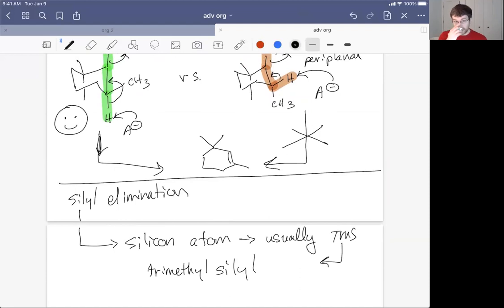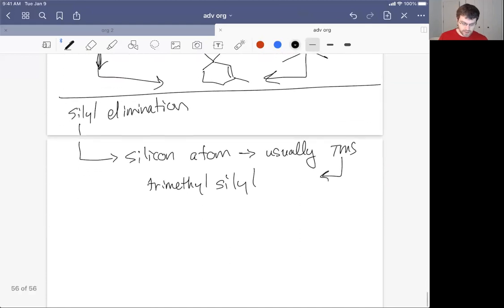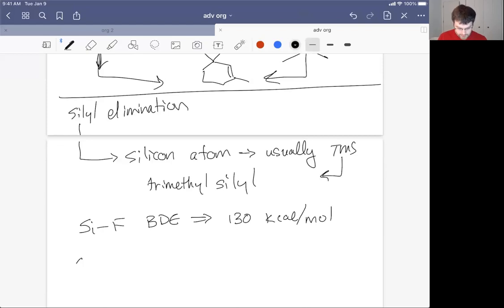So what we can do is use an interesting property of silicon to promote some interesting chemistry. Namely, we can take advantage of the fact that when silicon is attached to fluorine, the bond dissociation energy is 130 kcals per mole. In comparison, the CH bond BDE is 98 kcals per mole. A BDE is a bond dissociation energy. It's the energy required to dissociate the covalent bond into two free radicals.